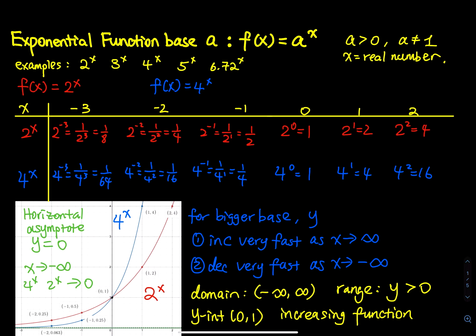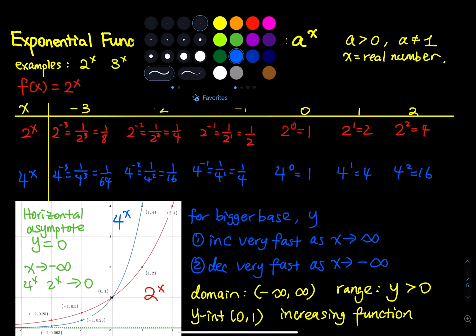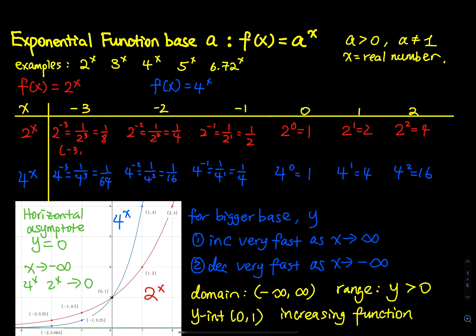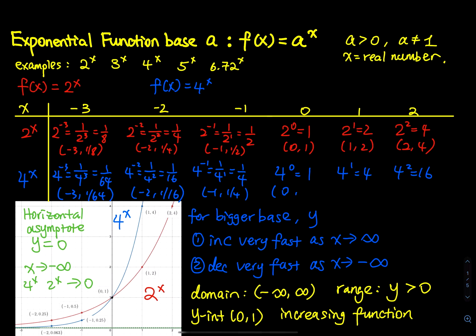So every one of these is an ordered pair. I can list a few for you. When x equals negative 3, we have 1 over 8. x equals negative 2, we have a quarter. x equals negative 1, we have a half. x equals 0, y equals 1; (1, 2); (2, 4). And how about the blue, the 4 to the x? This is negative 3, 1 over 64; negative 2, 1 over 16; negative 1, a quarter; then (0, 1); (1, 4); and (2, 16).